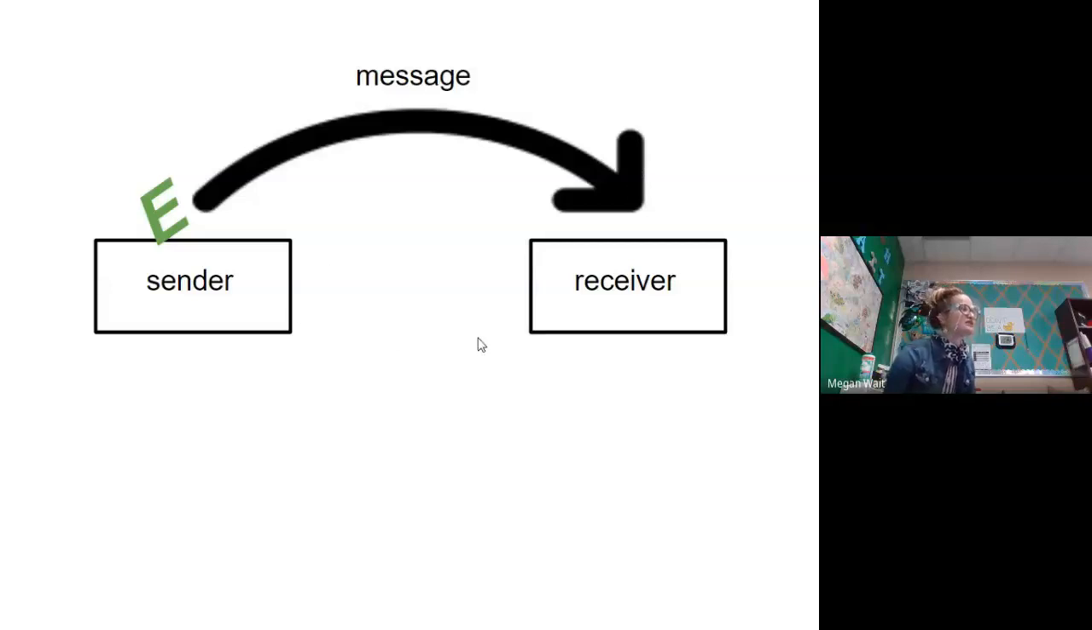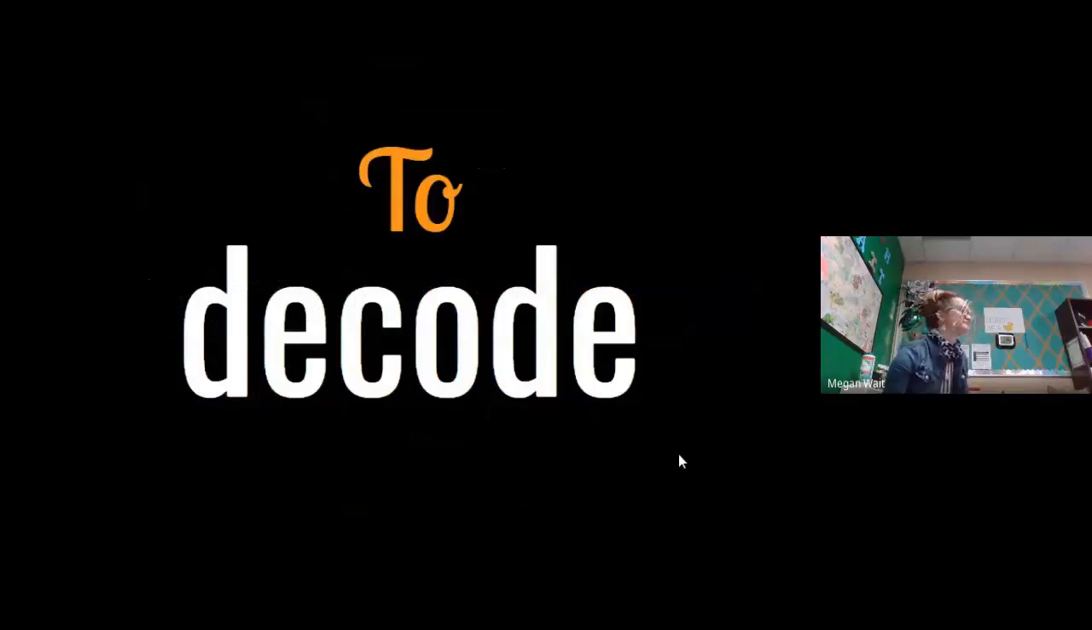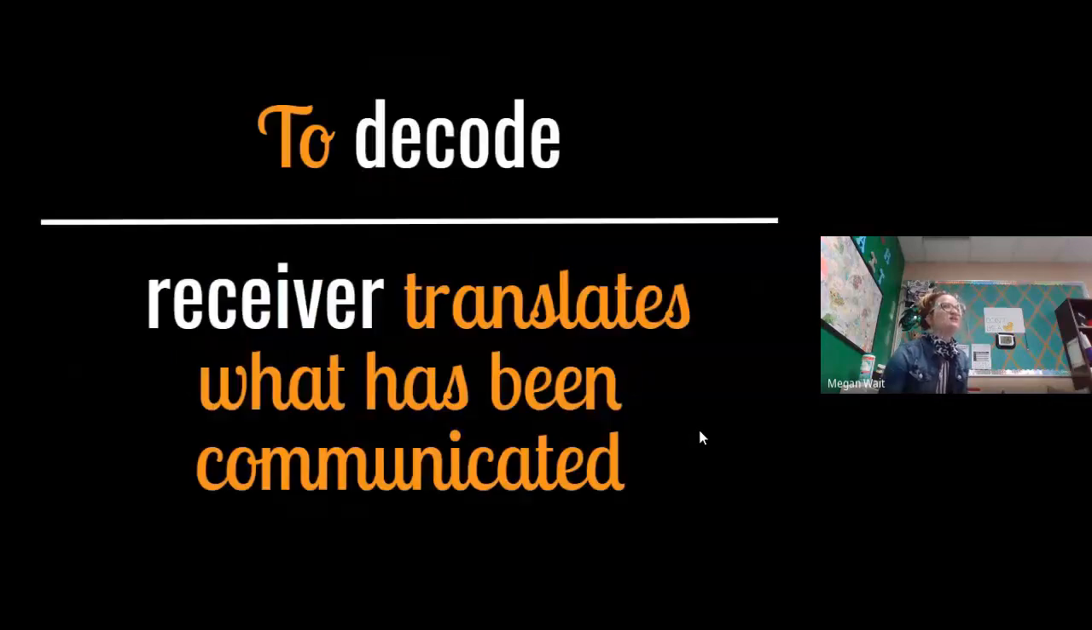So what do you think the receiver is going to do when the message gets to them? Decode it. And you have already told me what decode means. Decode is just the receiver translating what has been communicated. That's it. So they're trying to figure out what the message means. What are they trying to say? What is this person saying to me right now? Let me figure that out real quick.